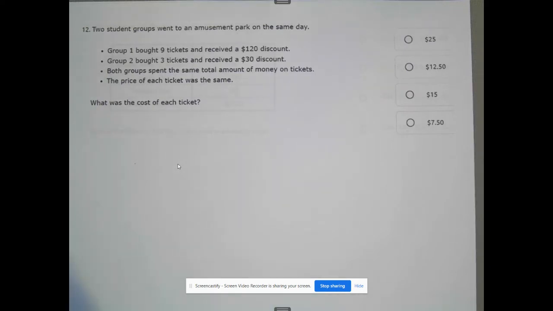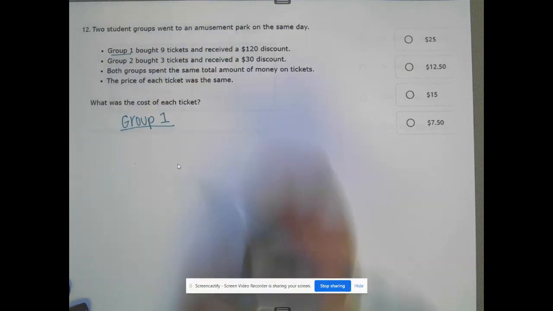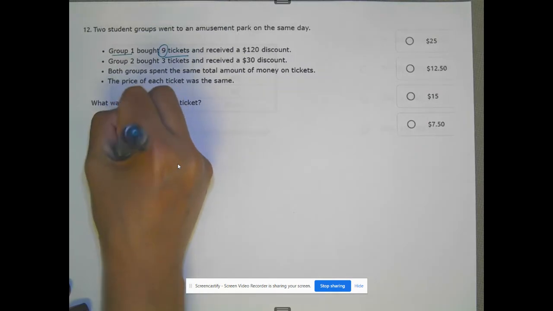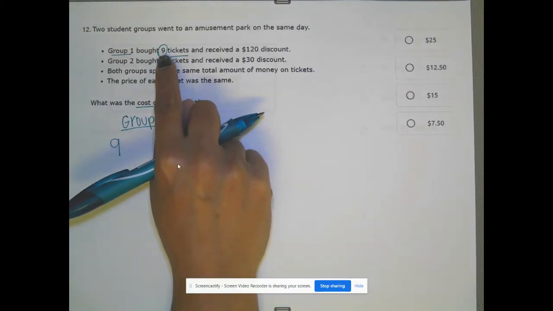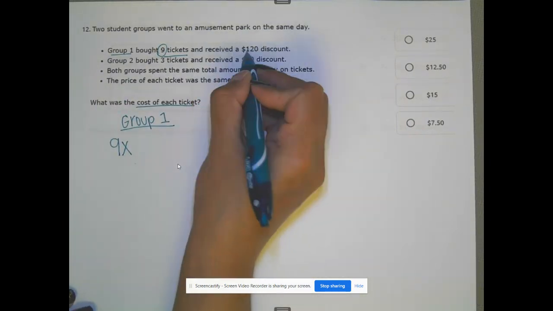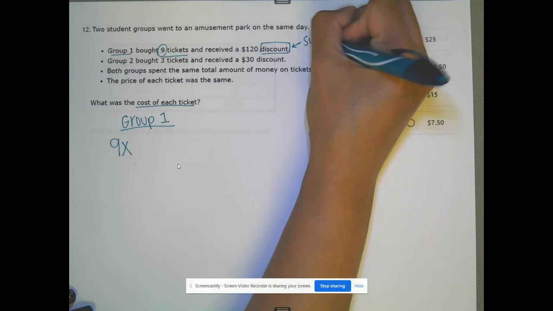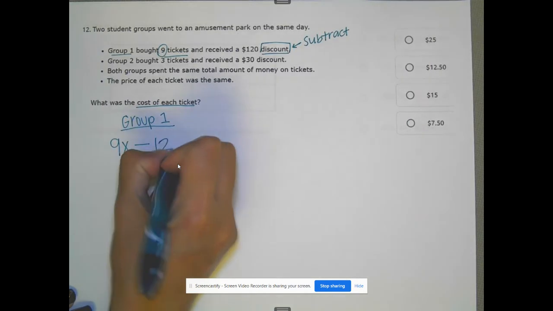So I need to make an equation out of this problem. I'm going to look at group 1 first. It tells me they bought 9 tickets. But I'm looking for the cost of each ticket, and when we don't know, that's when we want to use a variable. So I'm going to pay this price 9 times, so I'm going to put an X on that 9. And it says we received a $120 discount. Discount tells me that I'm going to subtract. We get to take $120 off of our total. So I'm going to subtract 120.